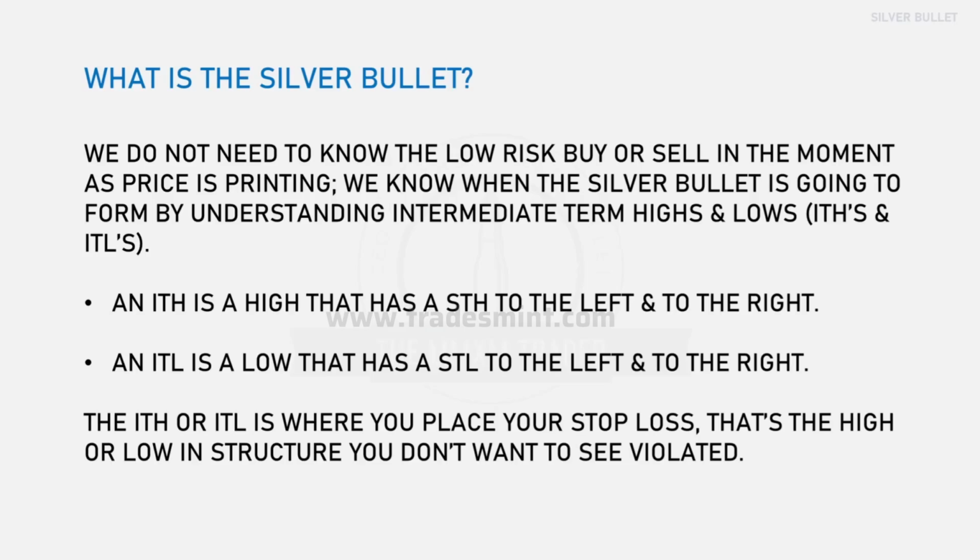We know when the silver bullet is going to be forming by understanding intermediate term highs and intermediate term lows. This is all about market structure. An intermediate term high is a high that has a short term high to the left of it and to the right of it. And an intermediate term low is a low that has a short term low to the left of it and a short term low to the right of it. So the intermediate term high or the intermediate term low is where you place your stop loss. That's the high or low in the structure you don't want to see get violated.